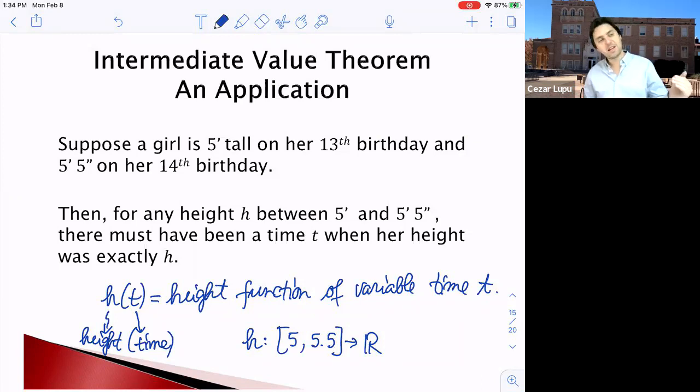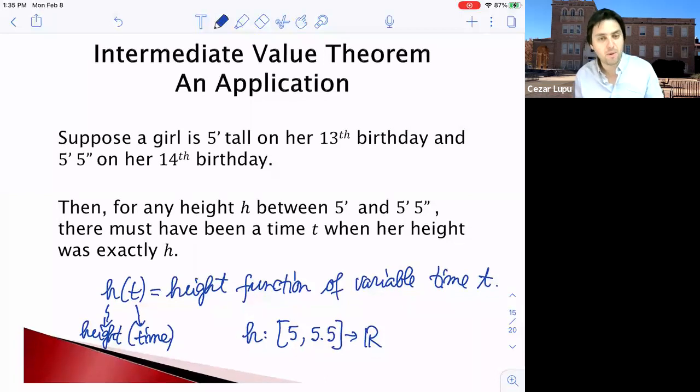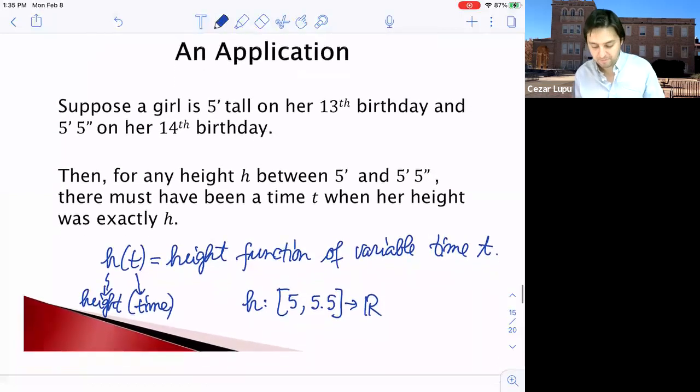Of course, you cannot jump like, today I was 5.2, and tomorrow I'm 5.5. Well, you can jump like this, but at some point, probably in your sleep or whatever, you were 5.3, something like this. So that's what you have to keep in mind. It's a continuous function, so it has to take all those values. Anyway, this is the power of the intermediate value theorem.